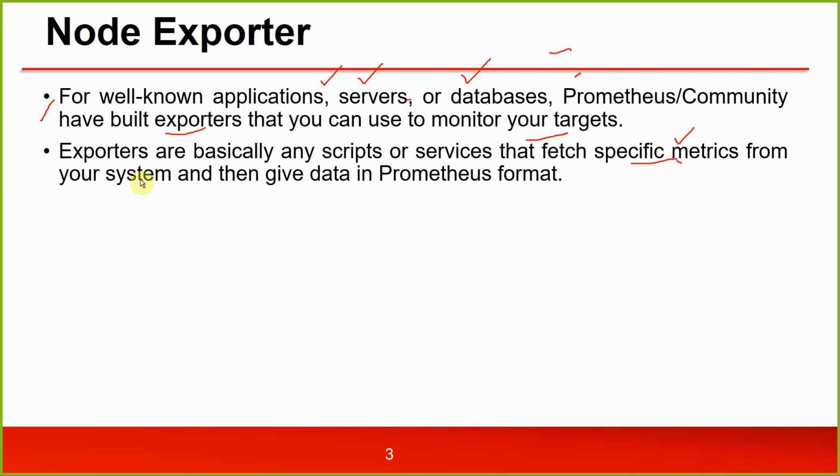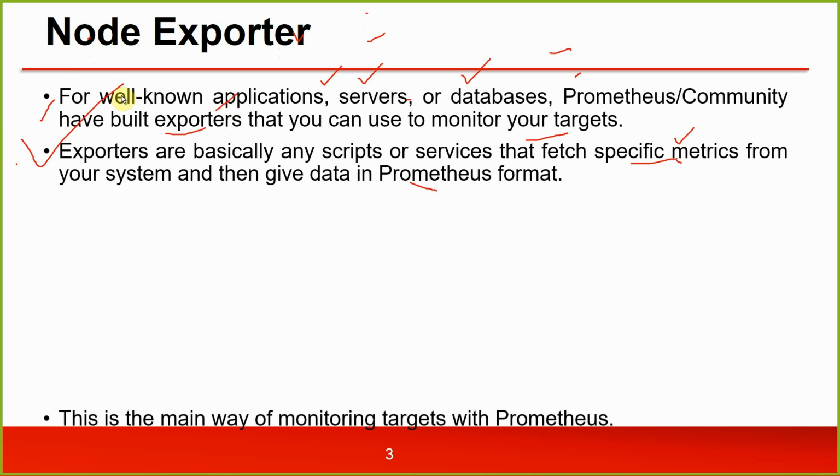There are 2 ways to look at it. You develop your own, or second, there's no point reinventing the wheel. The community has already developed beautiful exporters, so why would you do that? But maybe you have specific needs, so you can develop your own. So the point is, based on our use case and our requirement, we may use existing exporters developed by the community, or we can develop our own, which can fetch specific metrics from your system and then give data in Prometheus format. Remember the format, Prometheus stores data in what format?